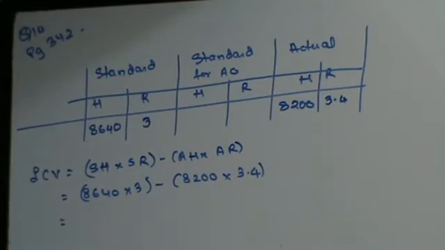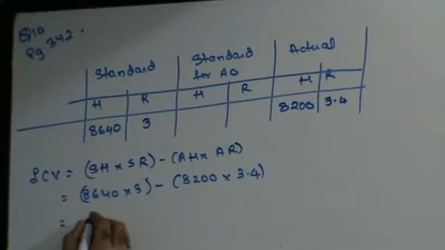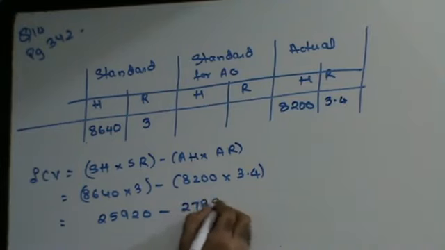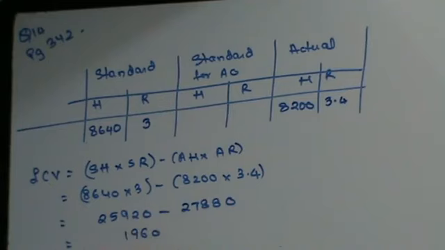Someone please tell me how much is 8640 into 3. Someone give me that answer please. 25920. And someone please give me 8200 into 3.4. 27,880. Someone please subtract this. 1960.